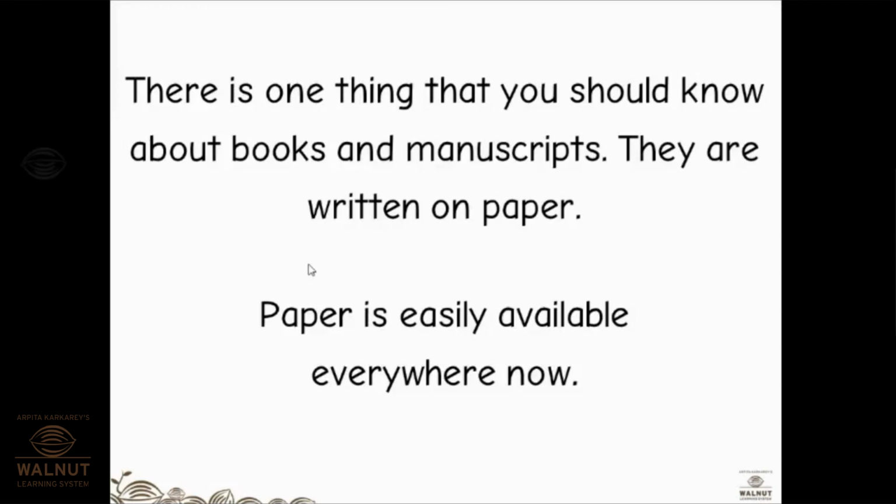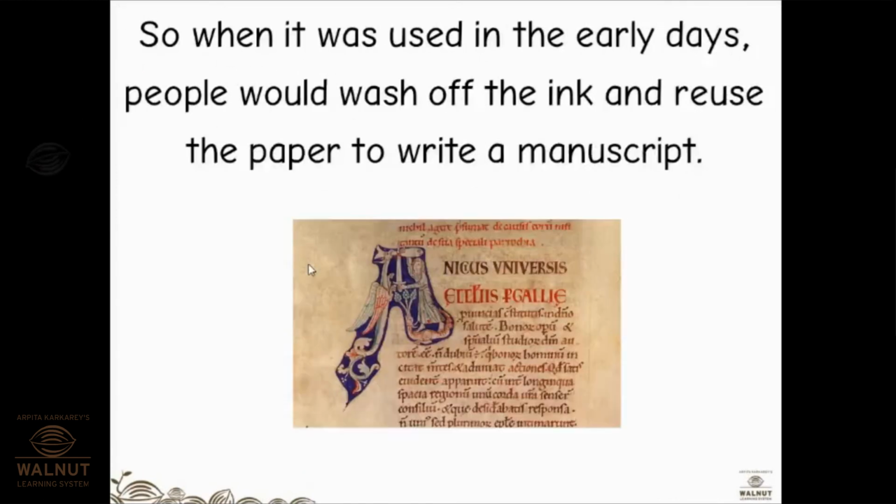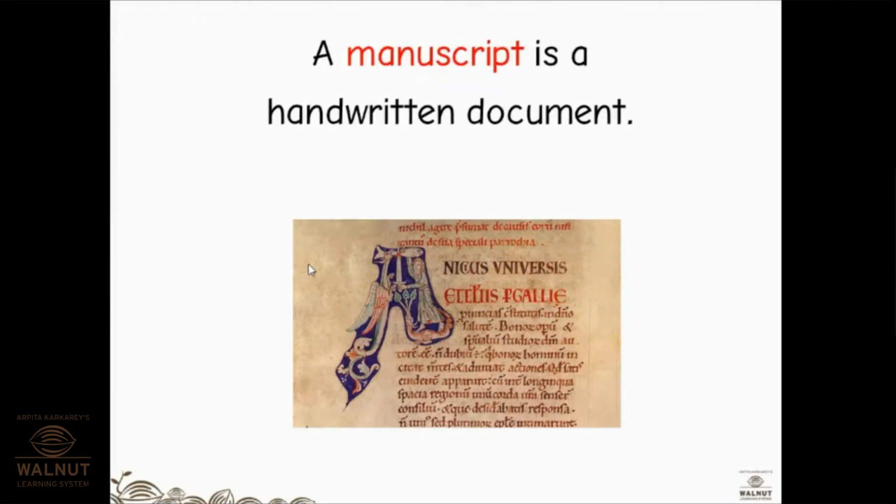They are written on paper. Paper is easily available everywhere now. However, paper was a very rare and expensive thing when it was first invented about 2,000 years ago. So nowadays it is easily available, but at that time it was a rare and expensive thing. When it was used in early days, people would wash off the ink and reuse the paper to write a manuscript. Manuscript is a handwritten document.